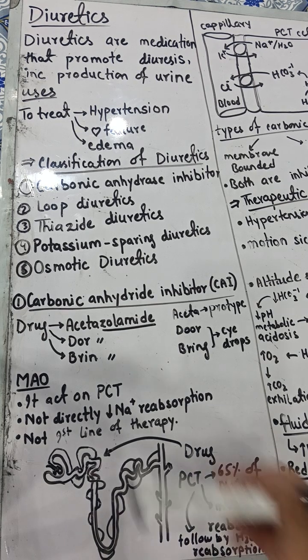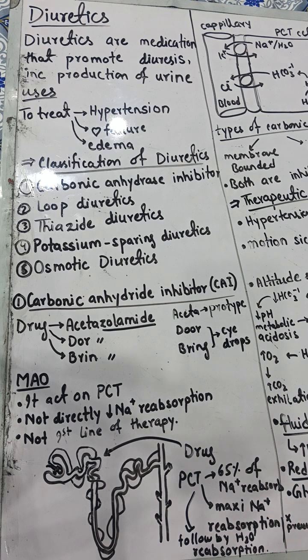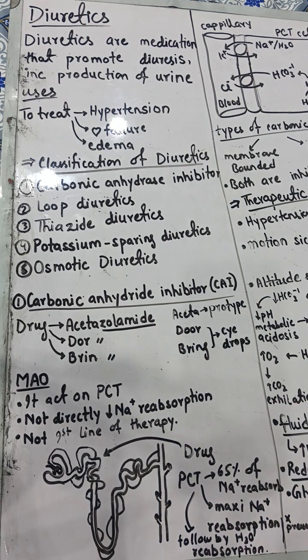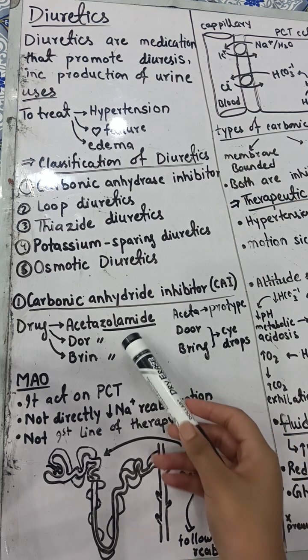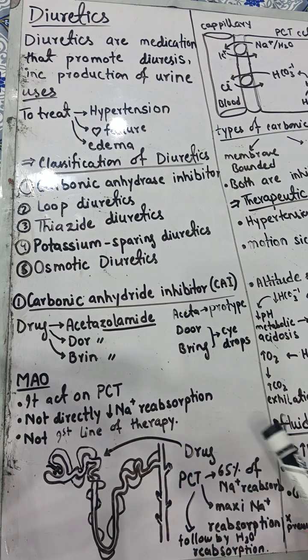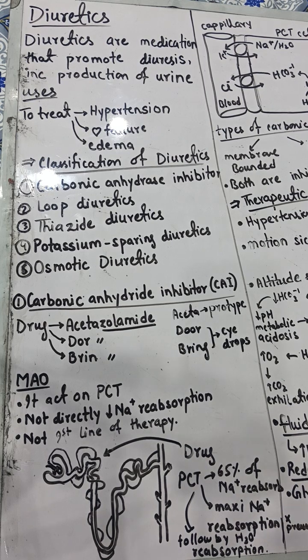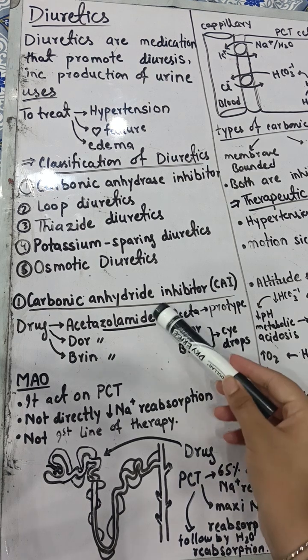So what is acetazolamide? It is a prototype drug, very commonly used, and it has a very good effect, therefore it is most commonly used. But it also has some adverse effects. The other two drugs, dorzolamide and brinzolamide, are used in the form of eye drops. They are instilled into the eye because they have a relation with the eye. They are used in that part also. But for the patient who has hypertension, we give this drug to them.